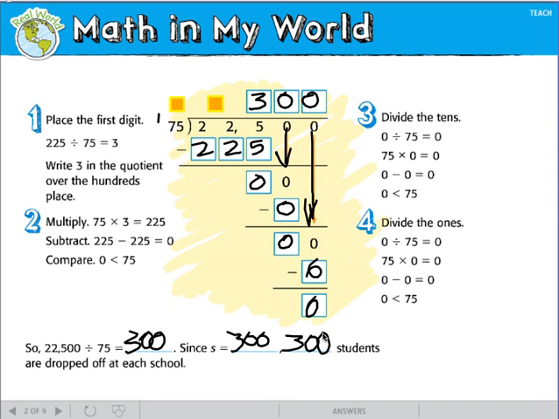Okay? So, 22,500 divided by 75 is 300. Since S equals 300, 300 students are dropped off from each school. Alright? Good enough? Good enough.